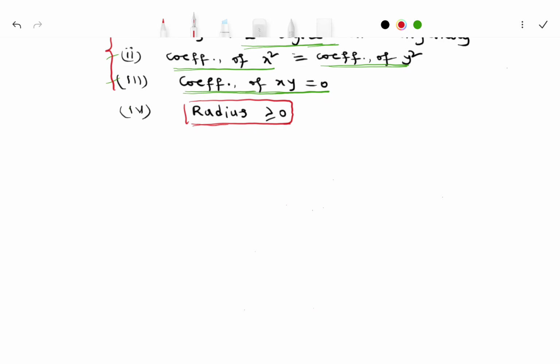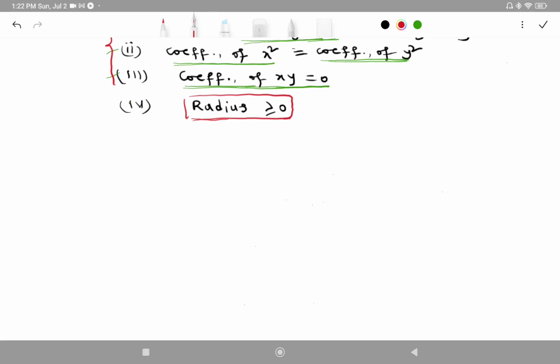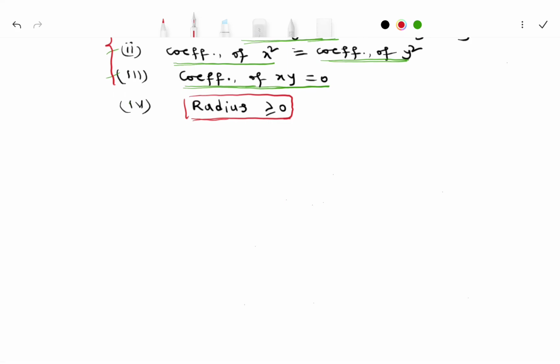And next you have to check this one. Radius is greater than or equal to 0. These are the observations from the above example.